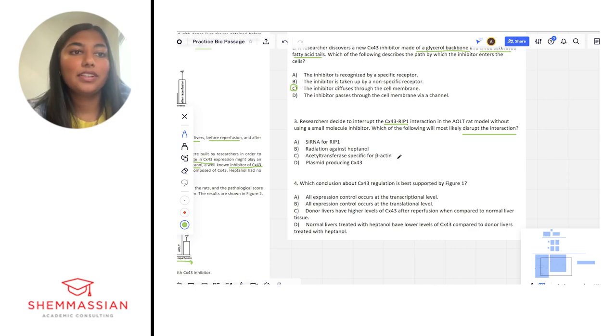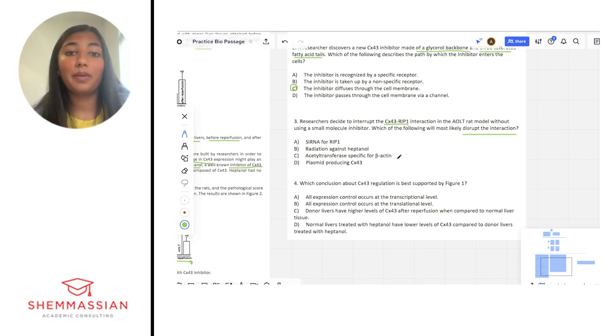C, acetyltransferase specific for B-actin. So acetyltransferases are important enzymes that basically change the molecular structure of a molecule. However, it's talking about B-actin, and we didn't really talk about B-actin in the passage, if we recall. The only time B-actin was present was in the Western blot when it was used as a control, but it wasn't really involved in any of the experiments, or it doesn't seem to be relevant to the topics discussed. So as a result, this answer choice seems like it's kind of out of scope and maybe not the right one.